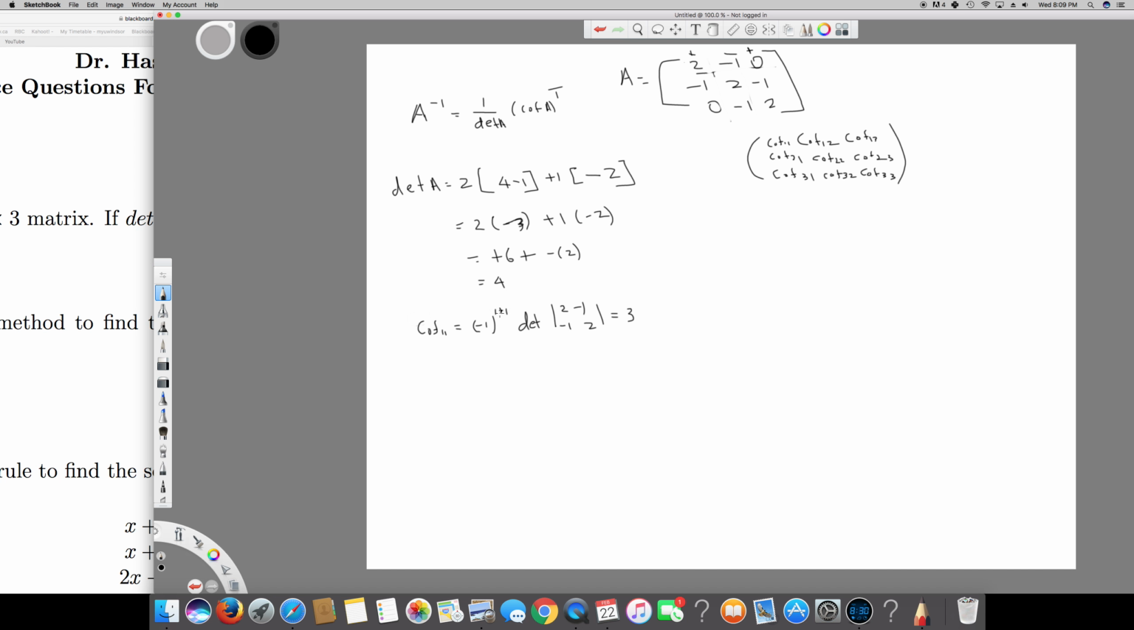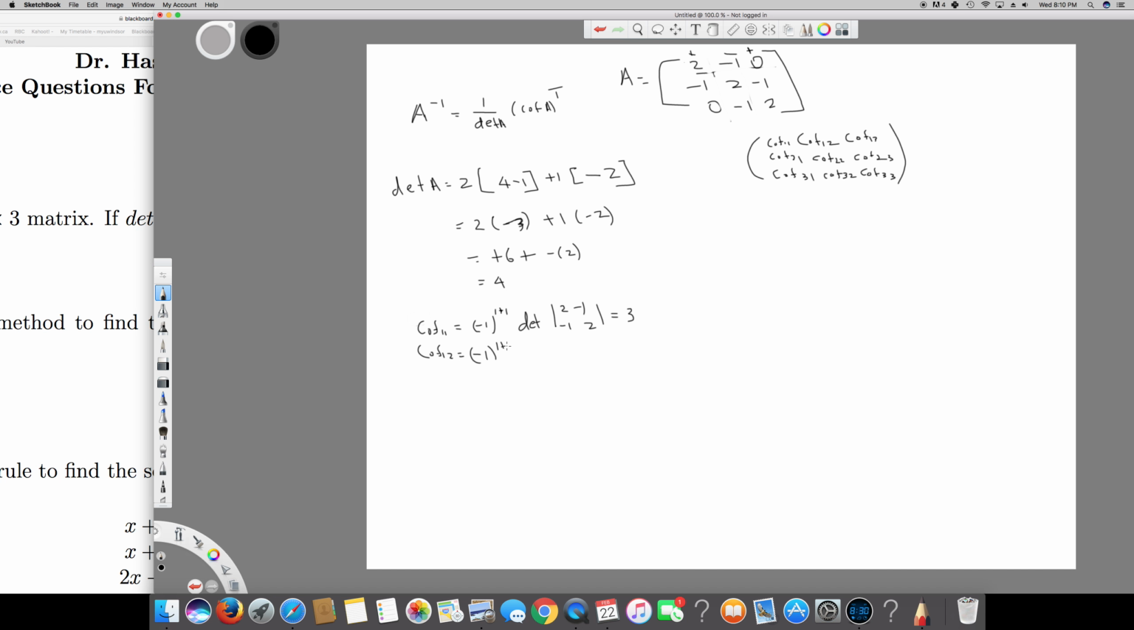Minus 1 squared is positive, right? But if you get an odd number, this will become minus 3. Like if you get negative 1 to the power 3, it will become negative. So that's what we have to remember. Let's find cofactor 1 2. So I'll now put the numbers here.